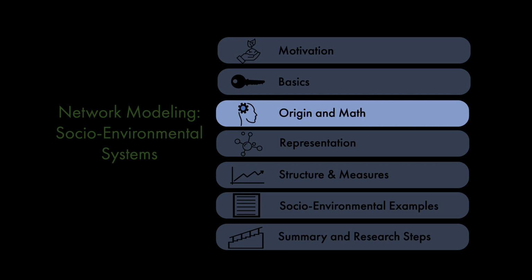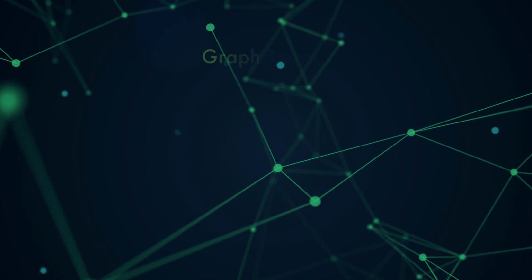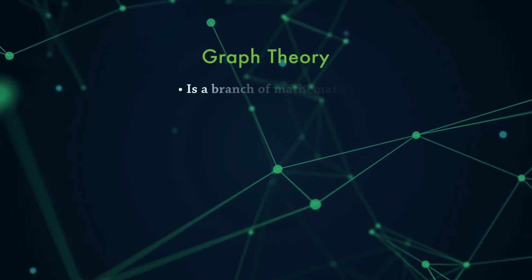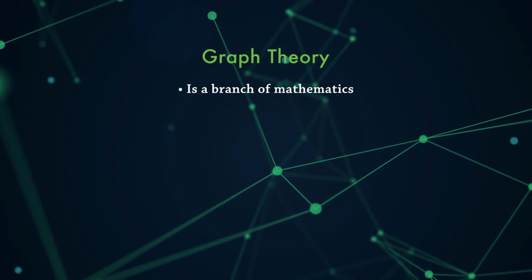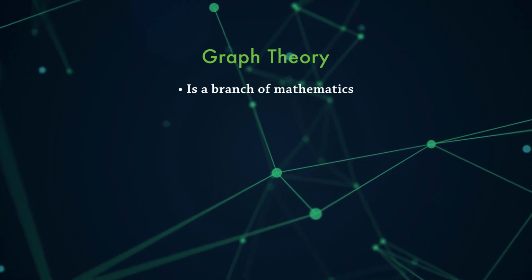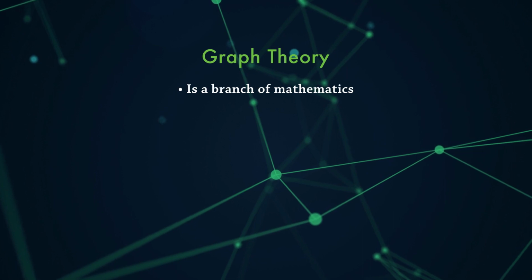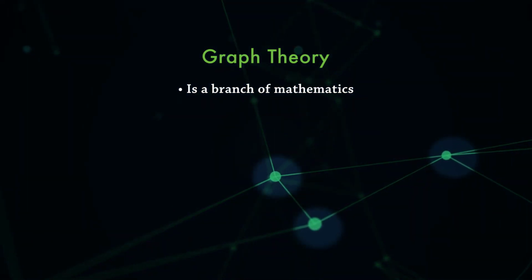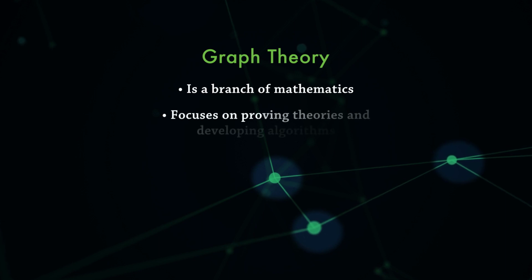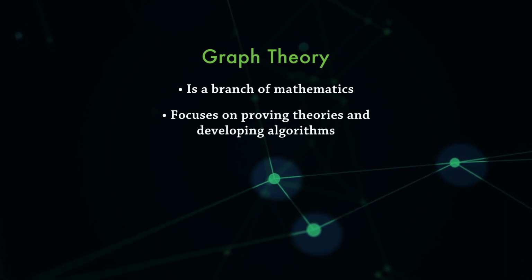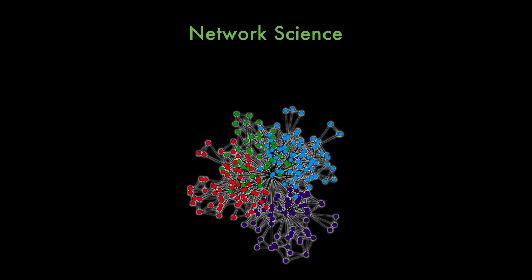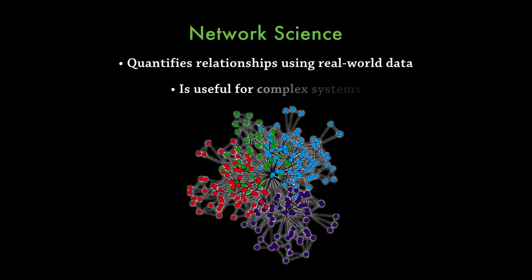Okay, so shifting to a few brief comments on the origin and mathematics of networks. Network science comes from graph theory, a branch of mathematics. The two are not the same, but use the same underlying mathematical theory. Graph theory doesn't refer to data graphs, like line graphs you may be very familiar with, but it does refer to groups of things that are connected. It focuses on providing theories and developing algorithms for abstract networks. Network science is more applied than graph theory and focuses on techniques for analyzing structures in networks. It quantifies relationships using real-world data and is very useful for focusing on complex systems.